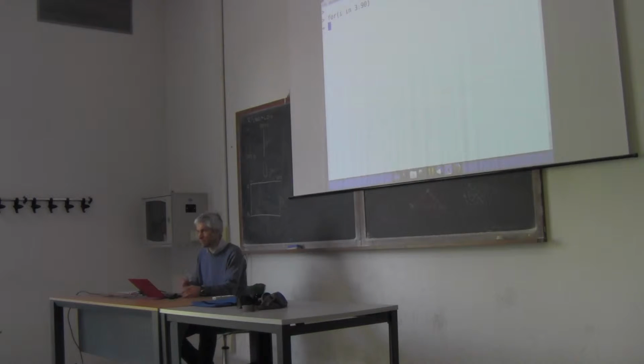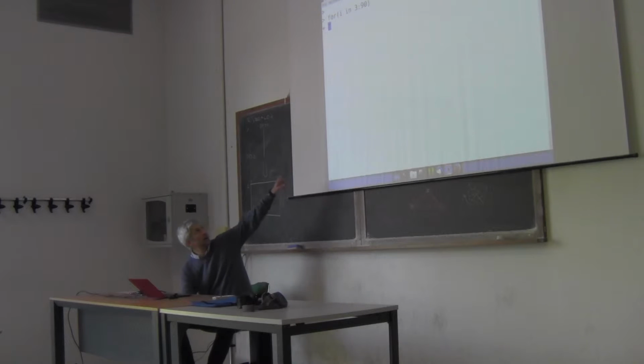This is the correct instruction. For I in 3:90, you see that now R is expecting something more, because this instruction means, dear R, repeat what follows 88 times, and please adopt a variable called I, which is updated at each repetition. So the first repetition I is equal to 3, the last repetition I is equal to 90.